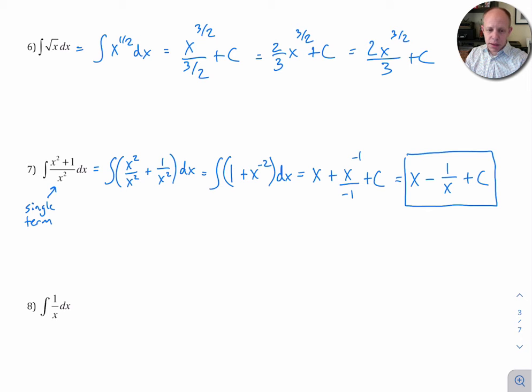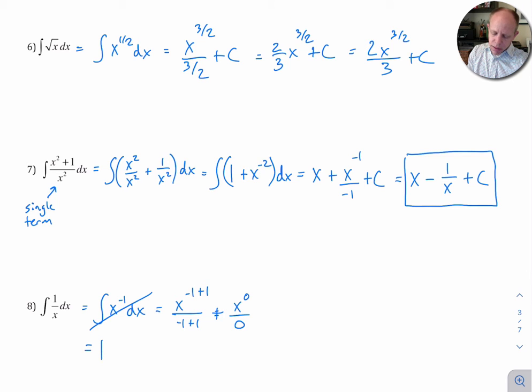All right, number 8. So here we have 1 divided by x. If we try rewriting this, notice what happens. This becomes that x to the negative 1. And we said it can't work. Well, remember, if we add 1 to that exponent, and we divide by that, notice we get x to the 0 over 0. And this is just an indeterminate form. It's not helpful at all. So remember, the antiderivative of 1 over x is just going to be the natural log of x plus c.